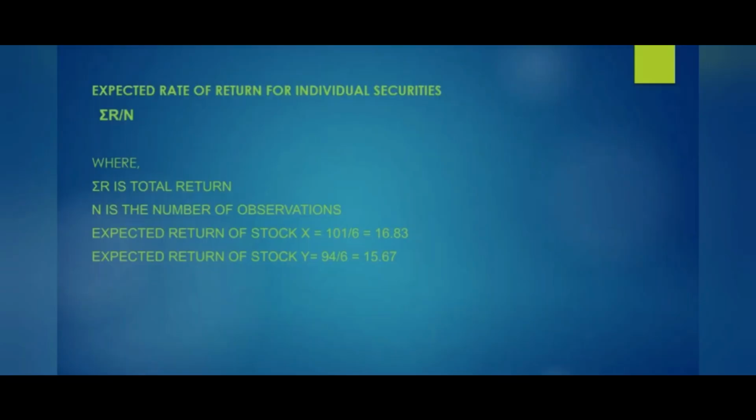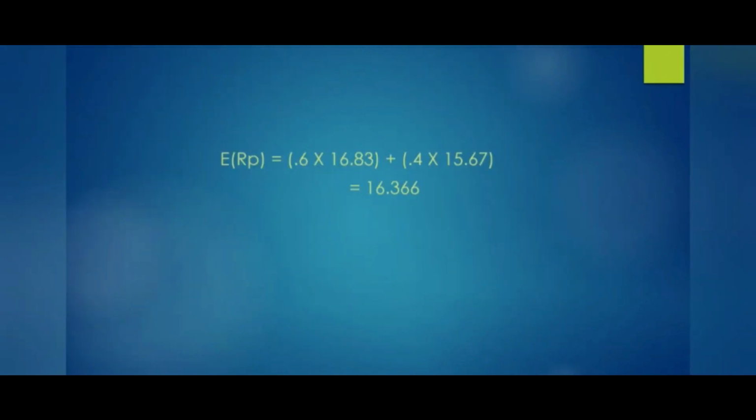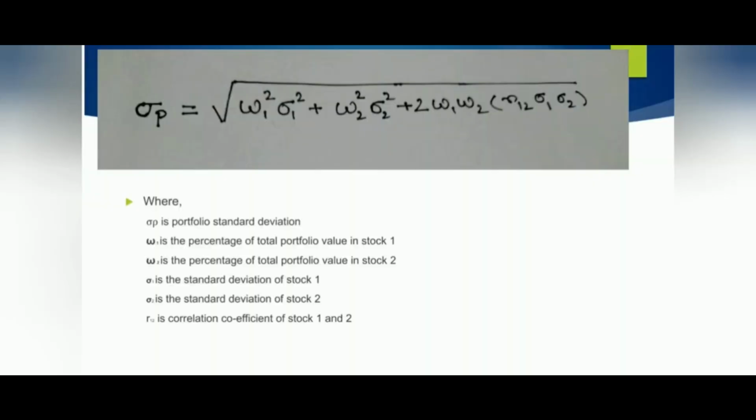The expected return for security X is 16.83 and for security Y is 15.67. Just put these values in the formula for portfolio return that we have just discussed and we'll get the portfolio return, or ERP. Portfolio return is equal to 16.366. This is the formula to calculate portfolio risk when the number of securities is 2.